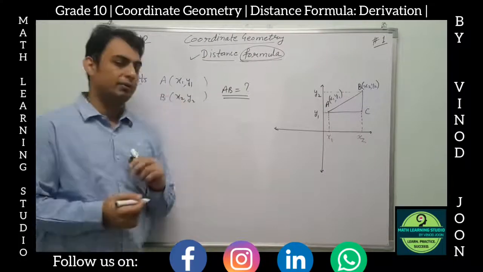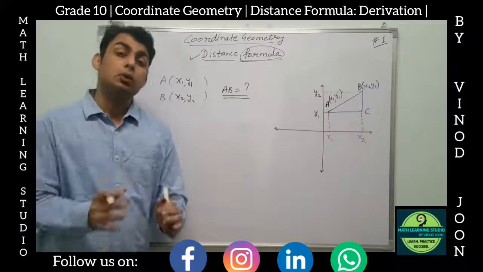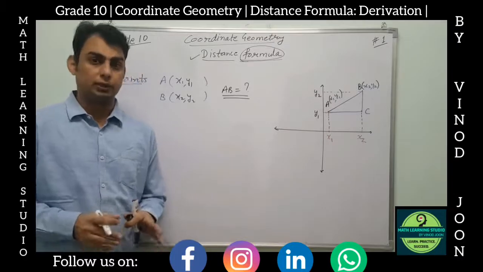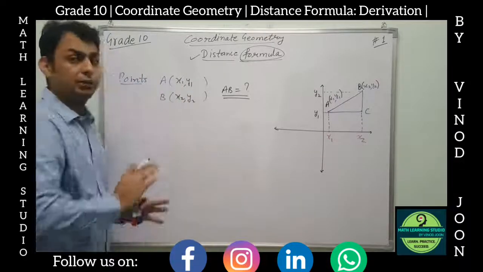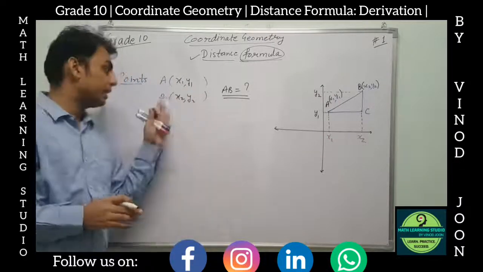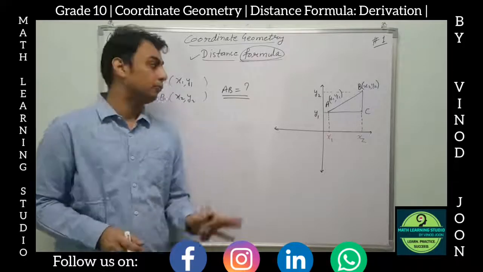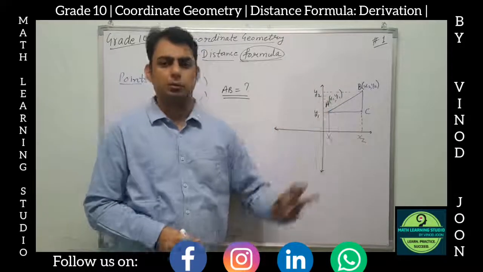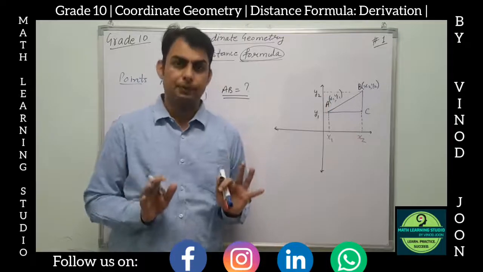Now, what are these x1, y1, x2, y2? Yes, they are the coordinates of these 2 points. They may have any value from the Cartesian plane, the coordinate plane. कोई भी real number हो सकता है. All right.